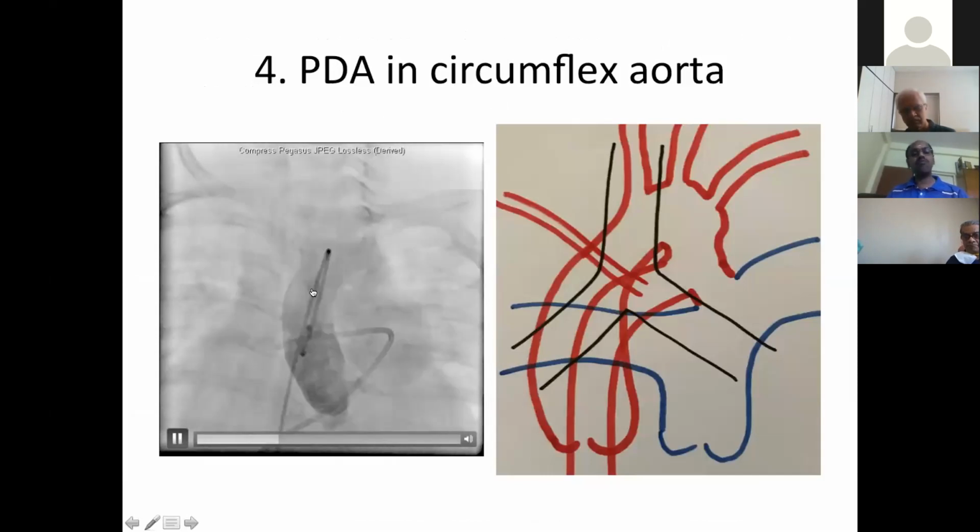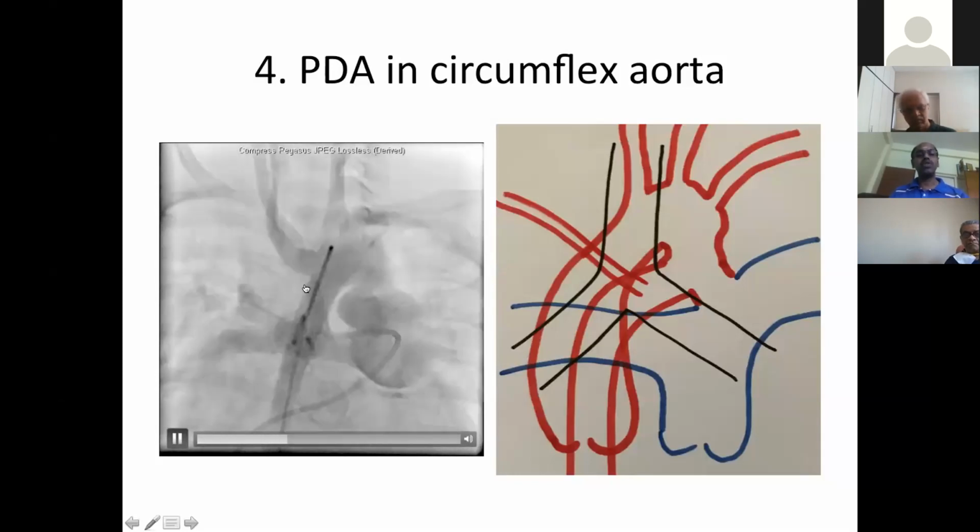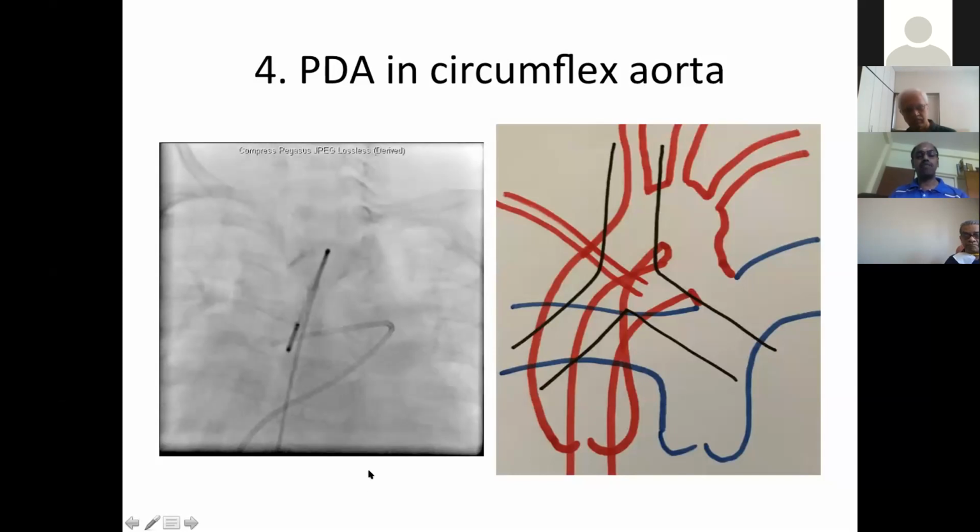PDA in circumflex aortas are also unusual. Circumflex aorta is an aorta that goes as an ascending aorta, arches on the left and falls back on the right. So there is a retrotracheal circumflex aorta. This gives a large PDA from the leftward side. You can also appreciate the aberrant right subclavian artery.